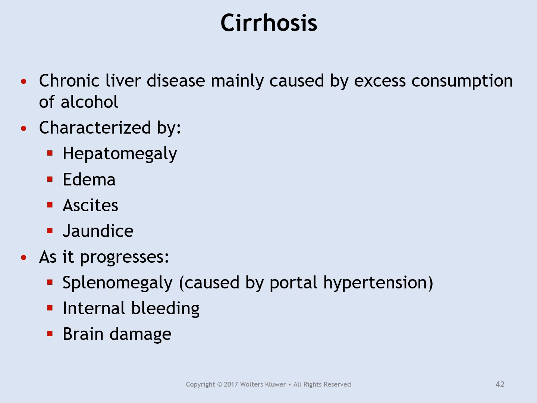And cirrhosis is caused by excess use of alcohol. You can have hepatomegaly, or enlarged liver. Edema, ascites, which is a fluid buildup in the abdomen, and jaundice, which is too much bile being built up in the blood, and you assume a yellow tinge to the skin and the whites, or sclera, of the eyes. As it gets worse, you can get an enlarged spleen and end up with bleeding and brain damage eventually.